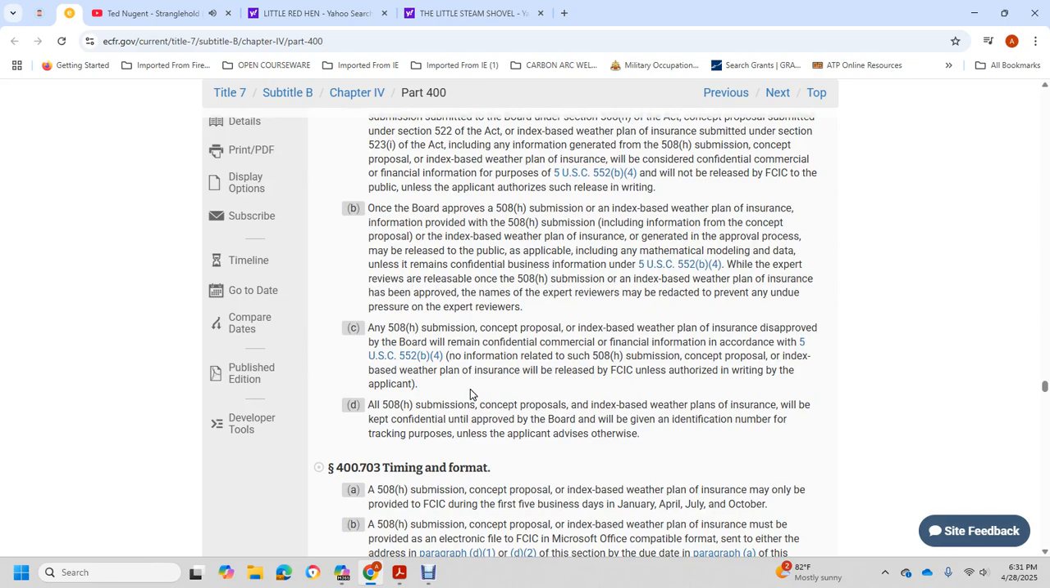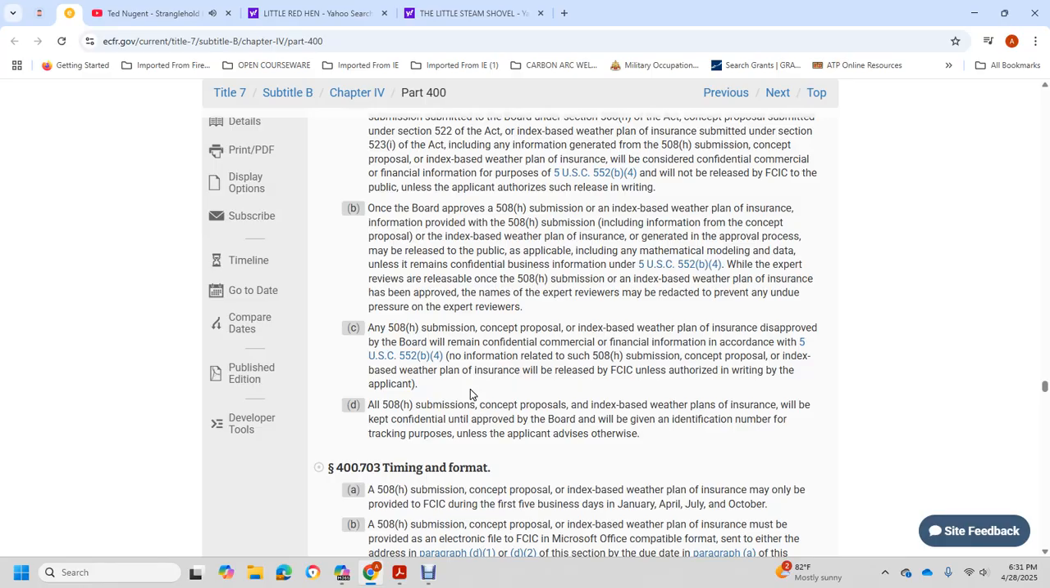5088 submission for the concept of the proposal with the index with the weather plan with the insurer with the approval with the board remain with the confidential commercial with the financial information according to Title 5 U.S. Code 552(b)(4). No information related with the Section 508 submission for the concept of the proposal with the index with the base weather plan with the insurance with the relation with the Federal Crop Insurance Corporation left with the authorized with the writing with the applicant.